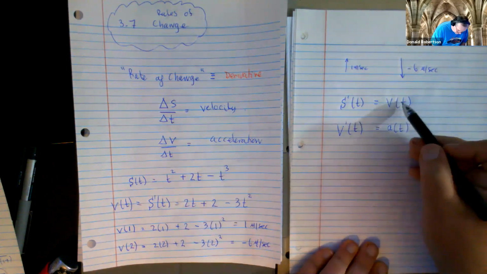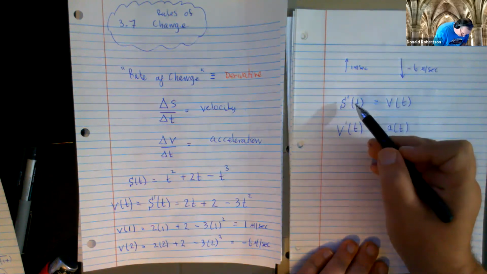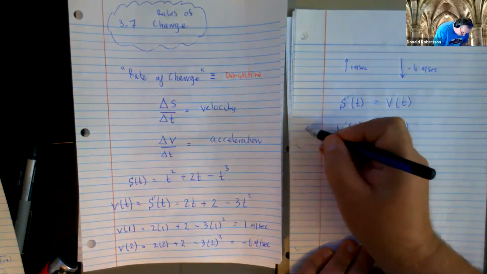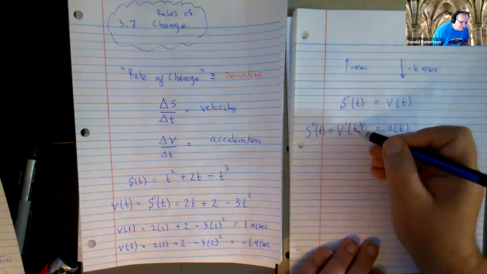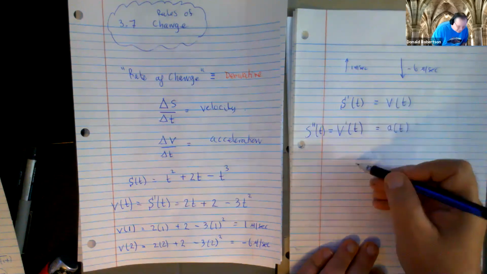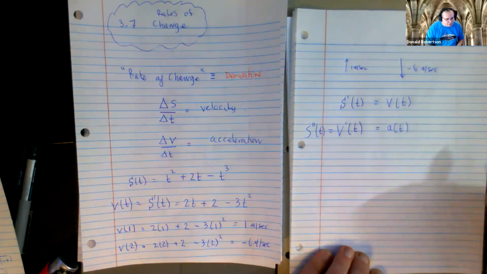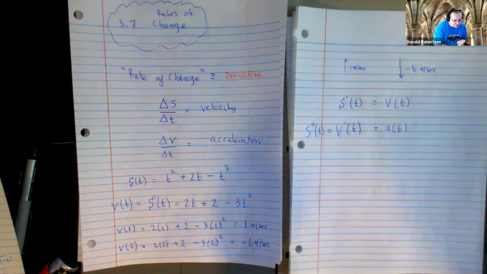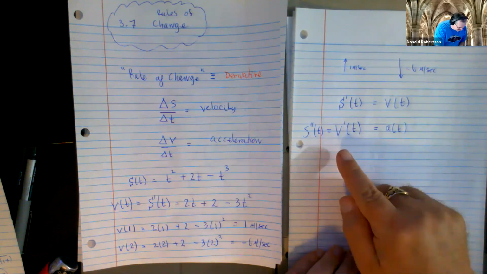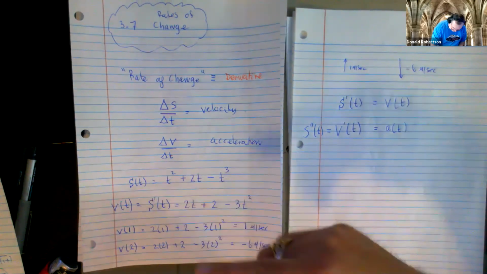Now, if the velocity is the derivative of the position function, then isn't the second derivative of the position function the same thing as the first derivative of the velocity function, which is the same thing as acceleration? In other words, first derivatives get you velocity and second derivatives get you acceleration. Isn't that cool? That you can use calculus to find velocity and acceleration of any moving object, provided you are told its position function, right? Where it is at any given time.